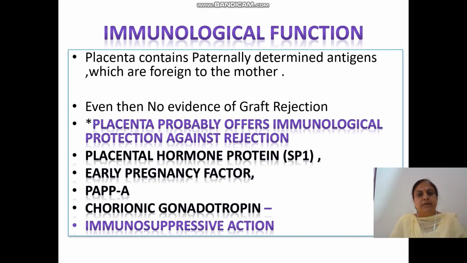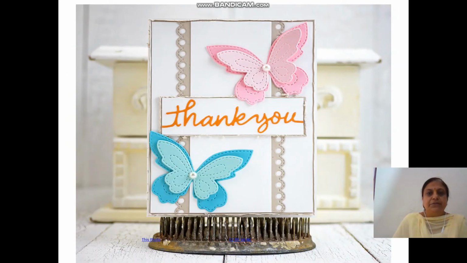Now, lastly, immunological function. Placenta contains paternally determined antigens, which are foreign to the mother. Even then, there is no evidence of graft rejection. This means the placenta probably offers immunological protection against rejection. Placental hormones and proteins are responsible for all these immunological functions. Then early pregnancy factors, PAPP-A and chorionic gonadotropin, all have an immunosuppressive action.